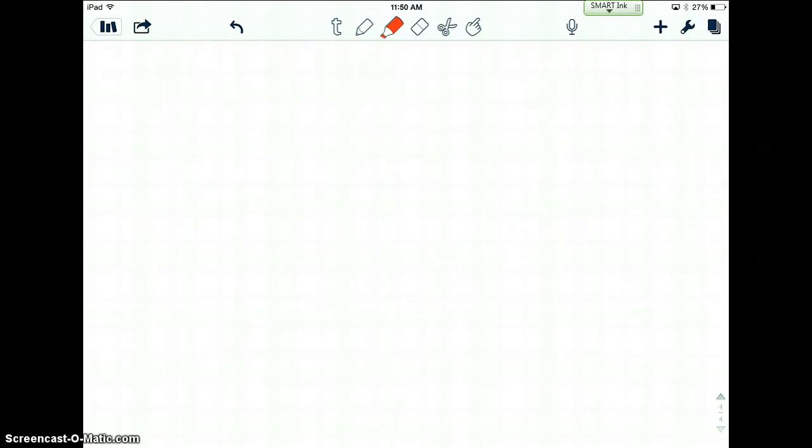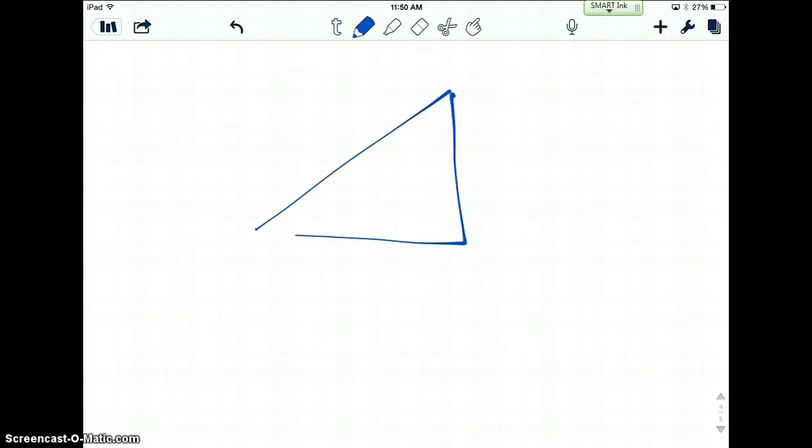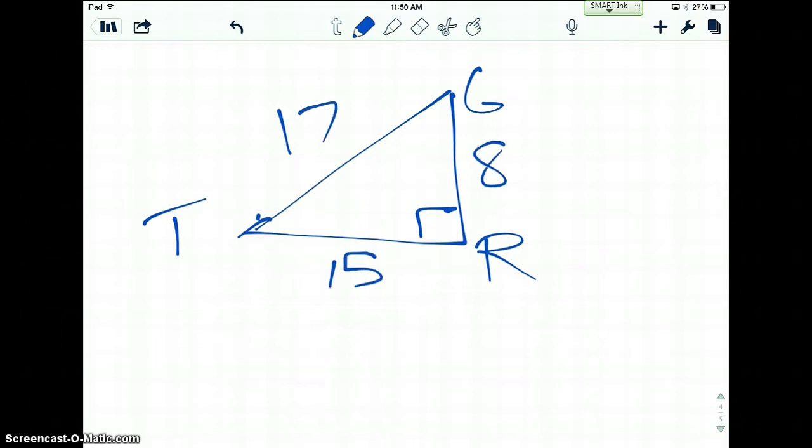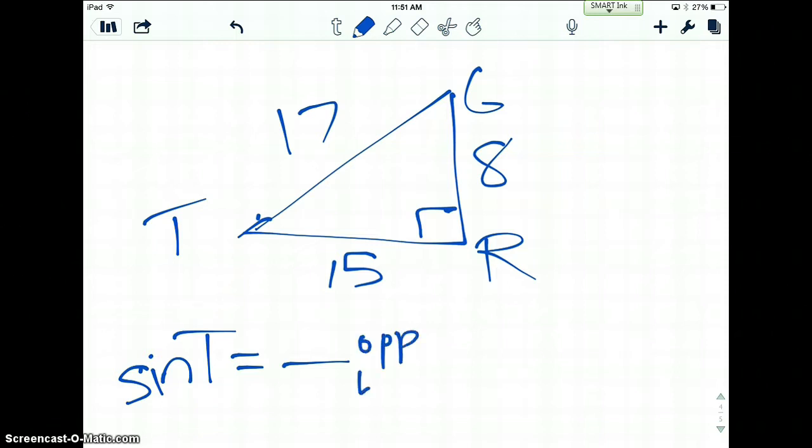So let's just start off really simple. Let's say we have triangle TGR, and we know all the side lengths. Let's just say we're practicing with the ratios. And I ask you, what's the sine of angle T? Well, the sine of angle T would be equivalent to the ratio of opposite over hypotenuse. So I'd look at the angle T, which is right here. This is that angle. And I need to go to the opposite side of that angle, which is 8. I'm going to write out 8 over the hypotenuse.